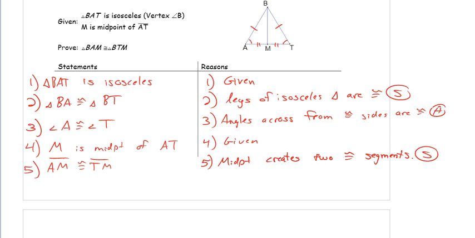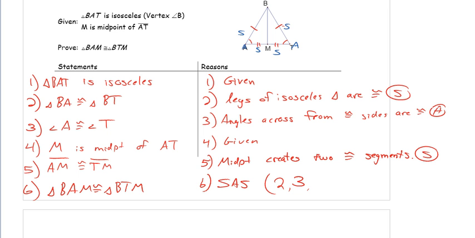We can finish this up by saying that triangle BAM is congruent to triangle BTM by, okay, see how we did this? Let's go, okay, so we started at a side and then we went, so if I outline it here, we went side, angle, side, side, angle, side. So that's what we used, side, angle, side. And we did that with using 2, 3, and then 5.